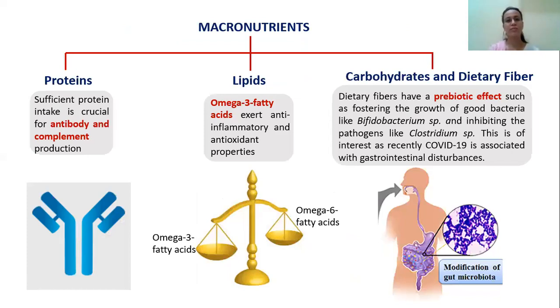So, coming to the macronutrients, as I just mentioned in the previous slide, they comprise proteins, lipids, and carbohydrates. Proteins are present in the diet, and once they go into the body, they're metabolized and broken down into amino acids. And these amino acids basically serve as the building blocks for antibodies as well as the complement proteins. Next, coming to the lipids.